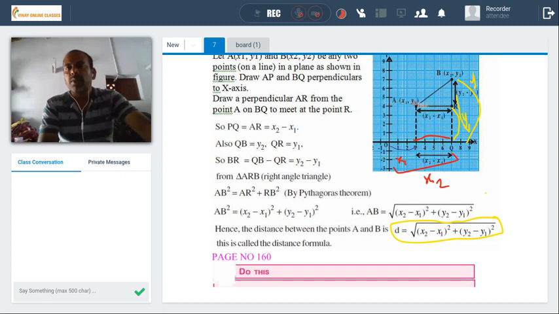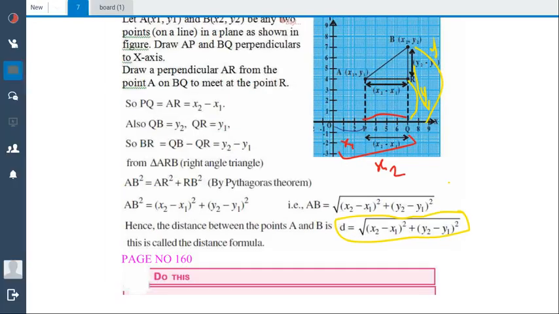Now you can see here I formed one right angle triangle. So in a right angle triangle, hypotenuse square is equal to side square plus side square. Means we can see here from triangle, ARB is a right angle triangle, so we know that hypotenuse square is equal to side square plus side square.